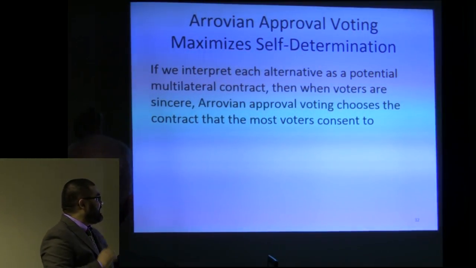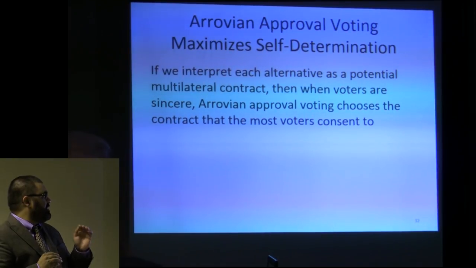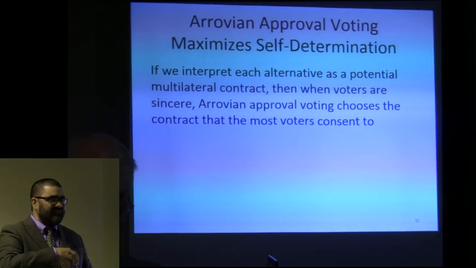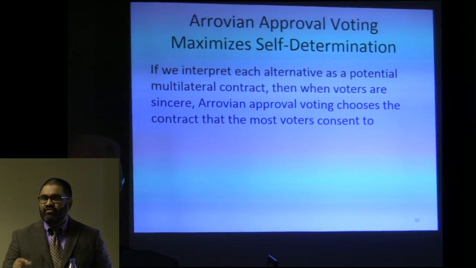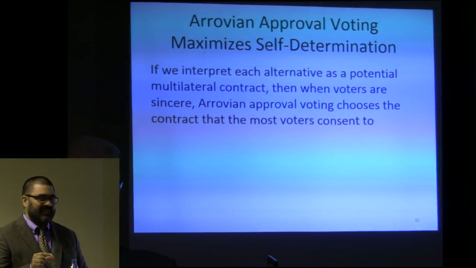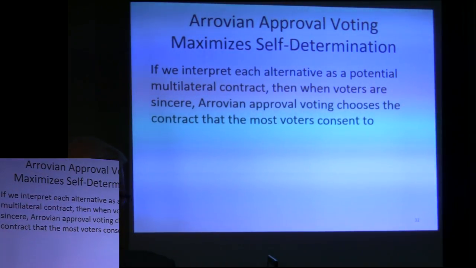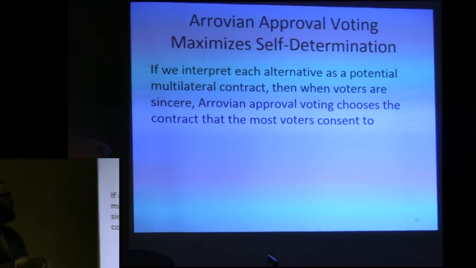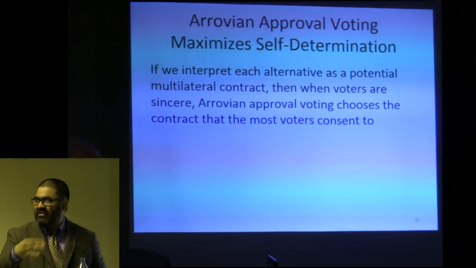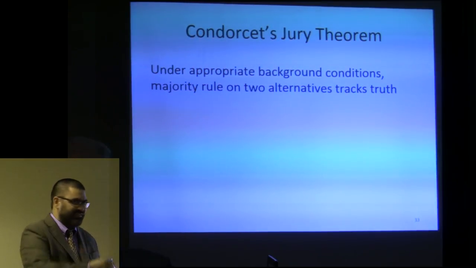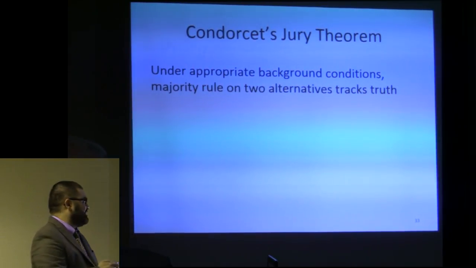Then we move on to the next argument, which is the idea that approval voting maximizes self-determination. The way to think of it in this case is to think of each alternative as a potential contract, a potential multilateral contract. And if each voter, when sincere, consents to exactly those alternatives to which they consent, and doesn't consent to those which they don't consent to, then clearly approval voting would choose the alternative that maximizes the number of voters who get an alternative, a contract, to which they consent. So it maximizes consent in that sense, right?